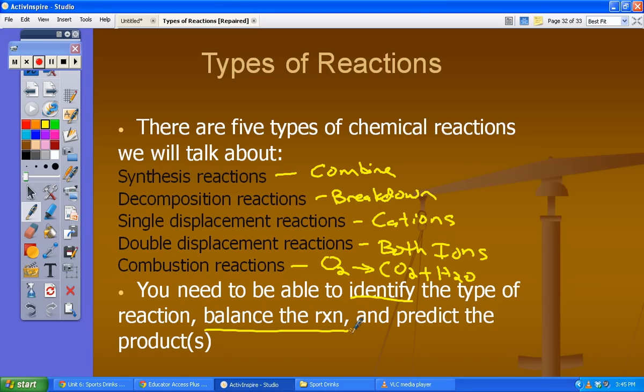Balancing the reaction, that's kind of up to you guys. We've done plenty of those. Predicting the products comes from the exchange or the breakdown or the combination of these ions. And so understanding which ones are which is very important. We'll spend a couple days in lab working on this.